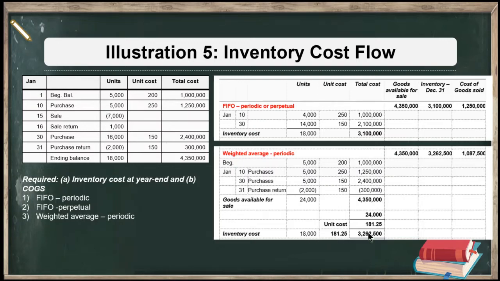We multiply it by the inventory end of 18,000. You will get 3,262,500. After we have obtained our inventory end, we deduct it from the goods available for sale to get the cost of goods sold, which is 1,087,500. So that's for weighted average periodic.